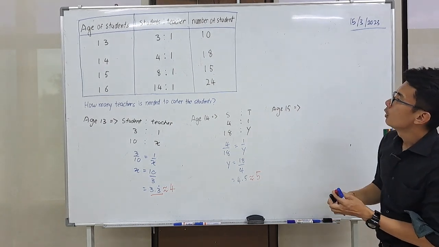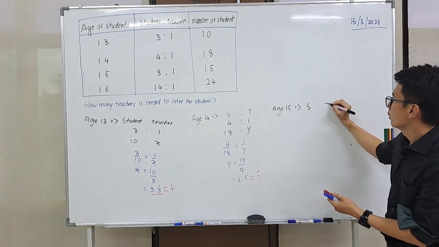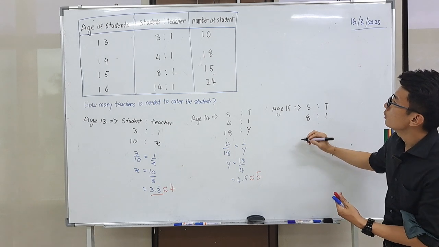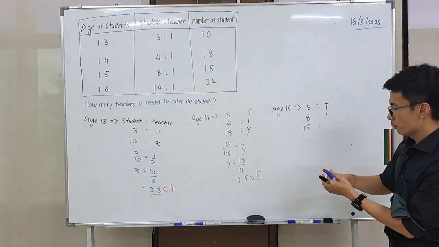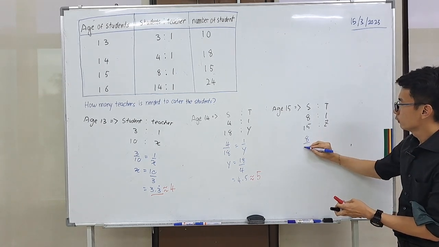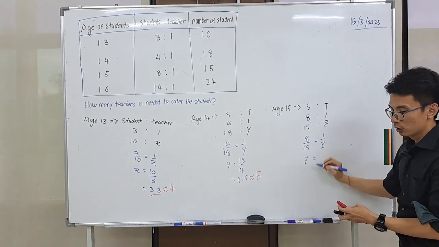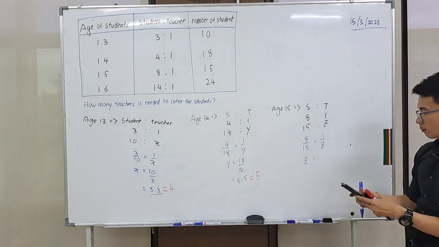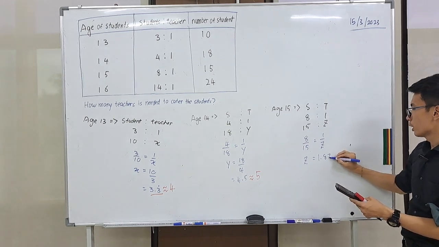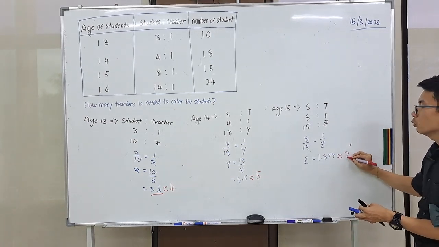For age 15, I have my ratio, my student to teacher. My ratio is 8 to 1. My number of students is 15, and that's my other unknown. I can make this into my equation, and then I can quickly solve this. And then I will get 1.875, which again, we can round up to 2 teachers.